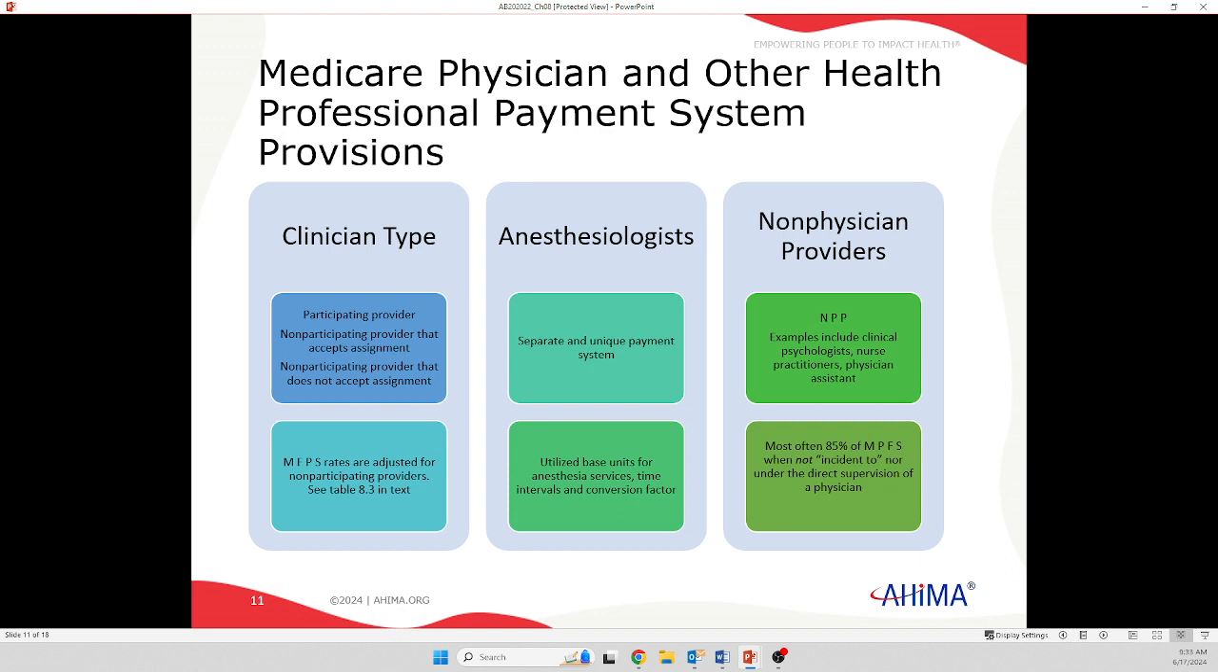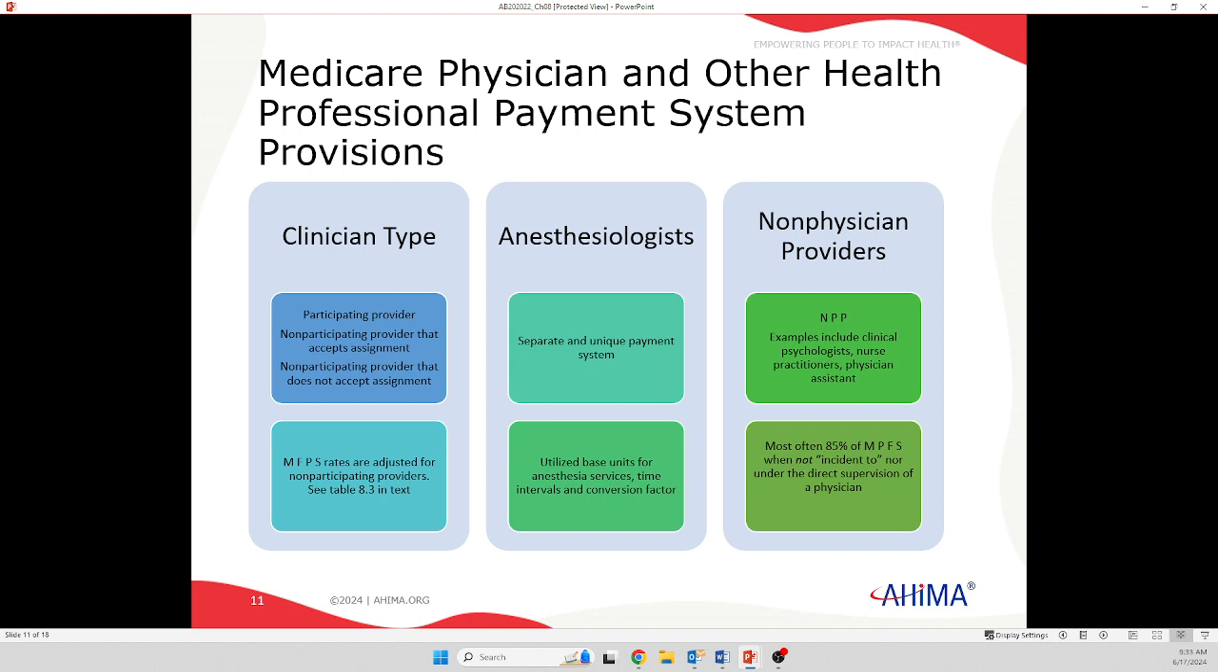Now, there are some things where we get some adjustments, because this is payment adjustment for services that may be some special circumstances or some other types of consideration. So, first of all, we have the clinician type. We have a participating provider, known as a PAR. We have a non-participating provider that accepts assignment. That's a non-PAR. And then we have a non-participating provider that does not accept assignment. And this a lot of times is called balance billing.